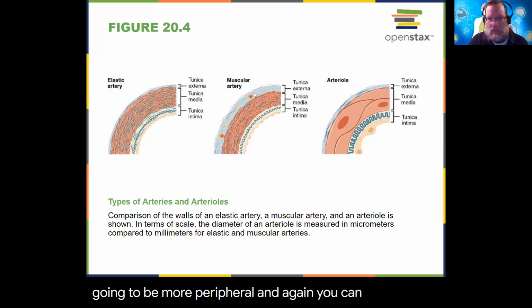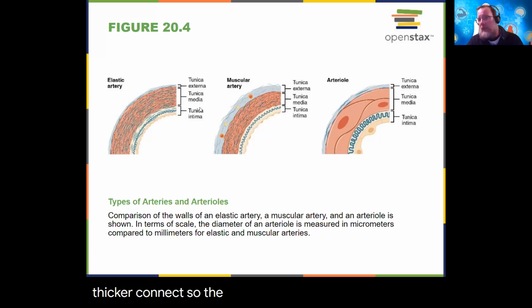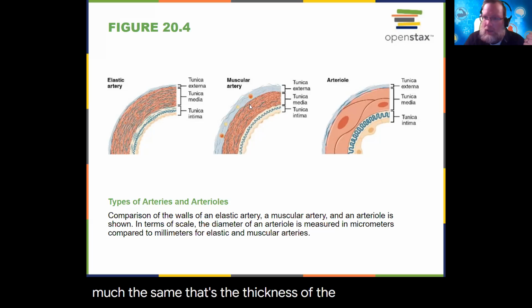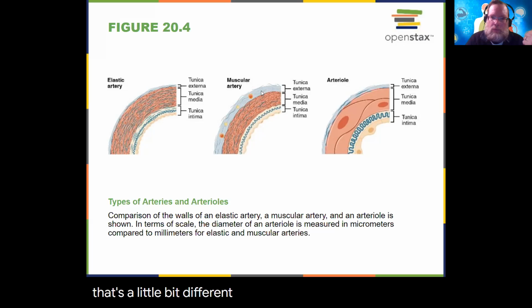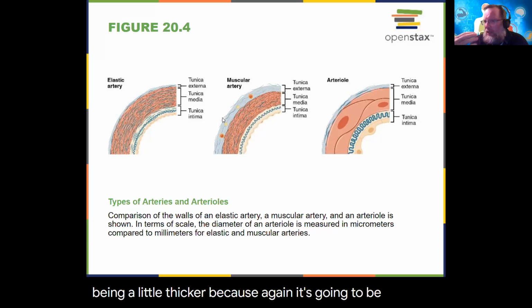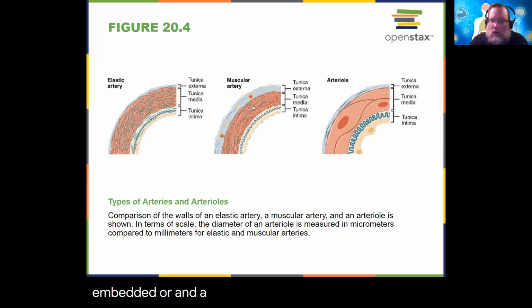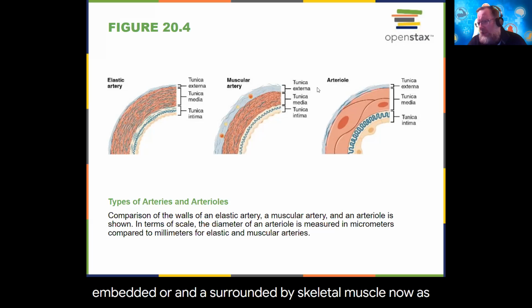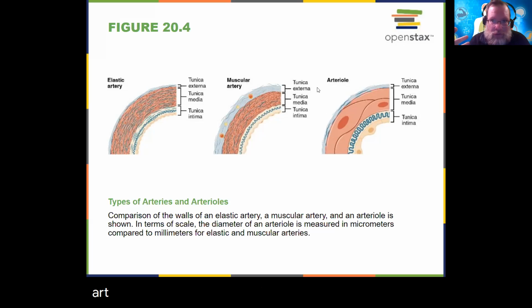And again, you can see a lot thicker connective tissue. So the thickness is probably pretty much the same. It's the thickness of the individual layers that's a little bit different. So we do see the tunica externa and the muscular having a little bit more connective tissue, being a little thicker, because again, it's going to be kind of embedded or surrounded by skeletal muscle.